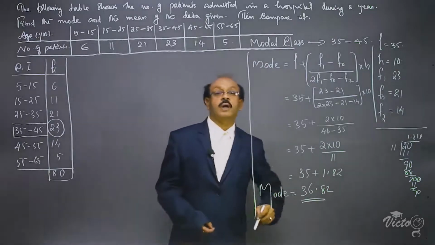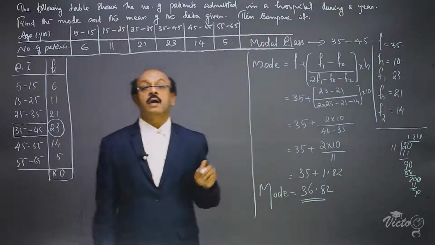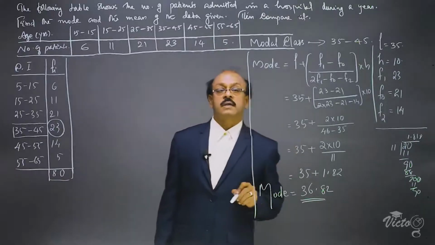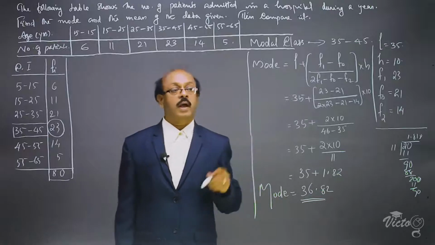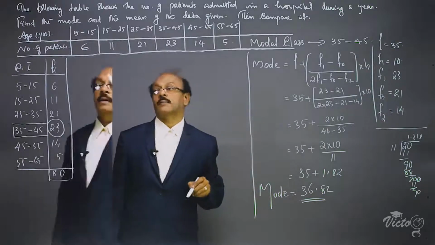Now we have to find the arithmetic mean also. For the mean, we have to find the class mark. Do you remember class mark? The class mark xi is the lower limit plus upper limit divided by 2. Adding the lower limit and upper limit and dividing by 2 will give the class mark xi.